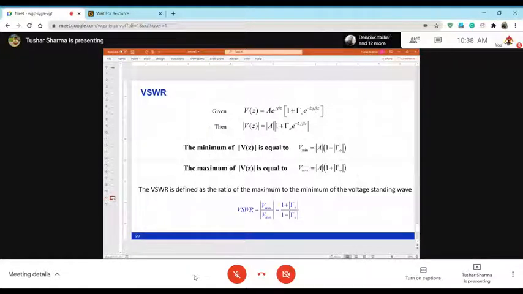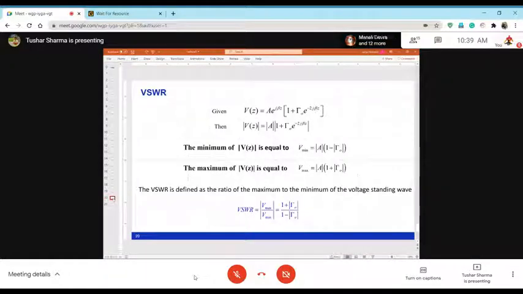And now because of that, my VSWR for that particular case, because my gamma is what? ZL minus Z0 over ZL plus Z0. So it's 100 minus 50 over 100 plus 50. So it becomes 50 over 150, so 1 by 3. Okay.